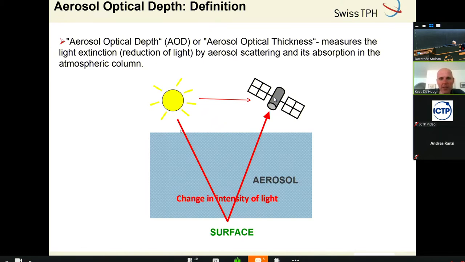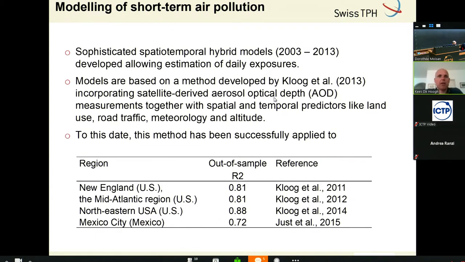And you can imagine that when this beam goes through the troposphere, it will change because of aerosols. Because of aerosols, it will scatter, so not all the light going to the surface will come back to the satellite. The difference between this beam and this one is what we call aerosol optical thickness. So it's a measure of the amount of aerosols in the atmospheric column. That's what we use in our modeling. And recently, there's been a method developed to use this data.